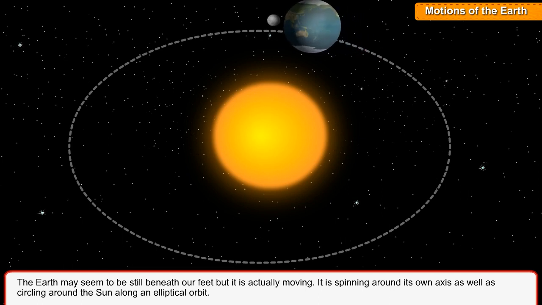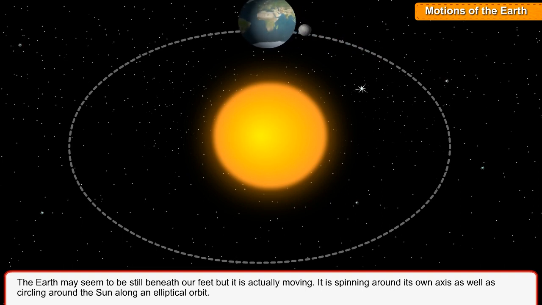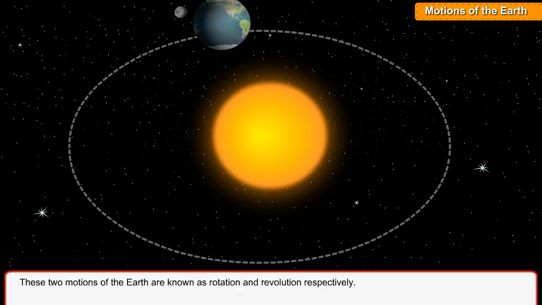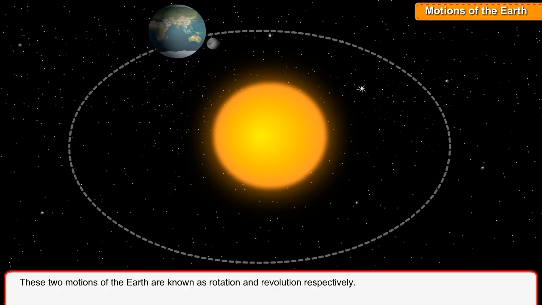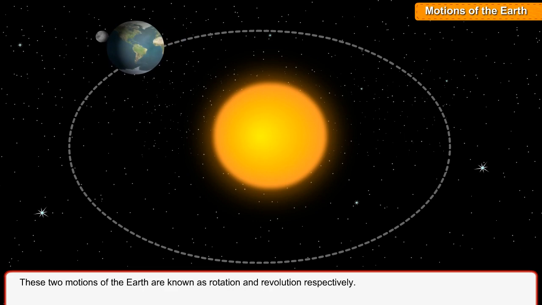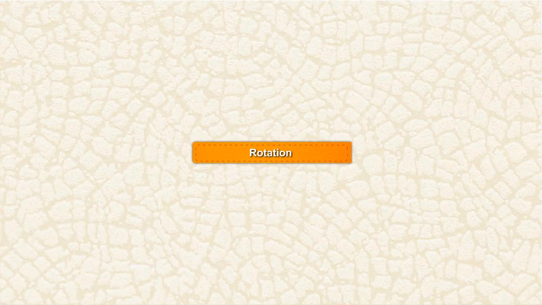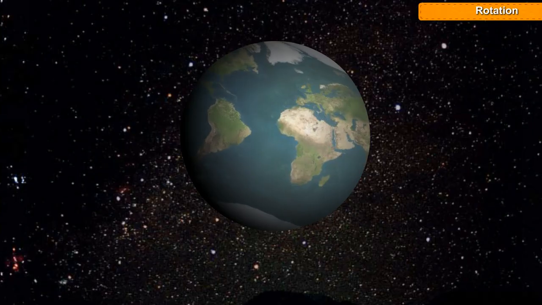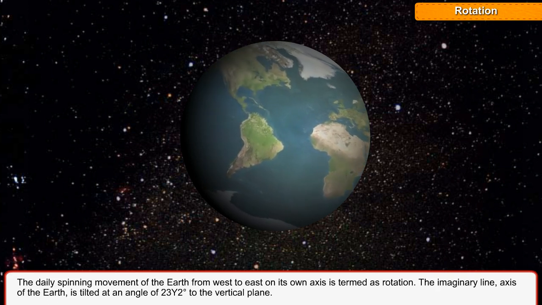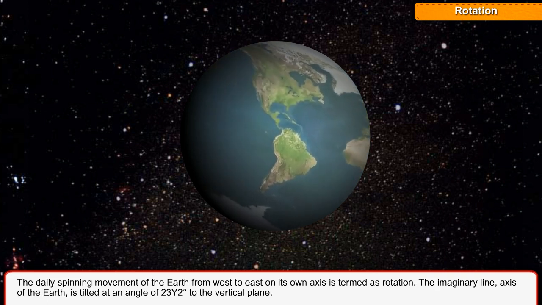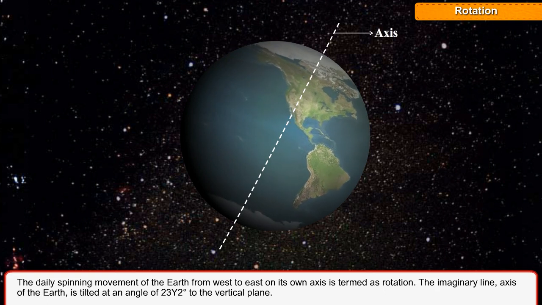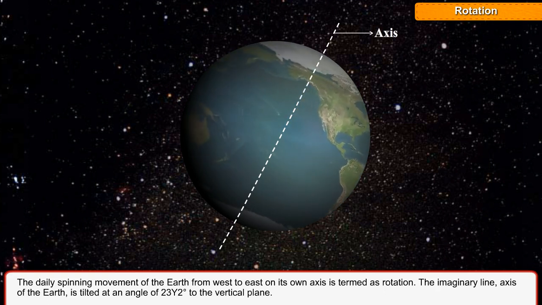It is spinning around its own axis, as well as circling around the Sun along an elliptical orbit. These two motions of the Earth are known as rotation and revolution, respectively. Rotation. The daily spinning movement of the Earth from west to east on its own axis is termed as rotation.